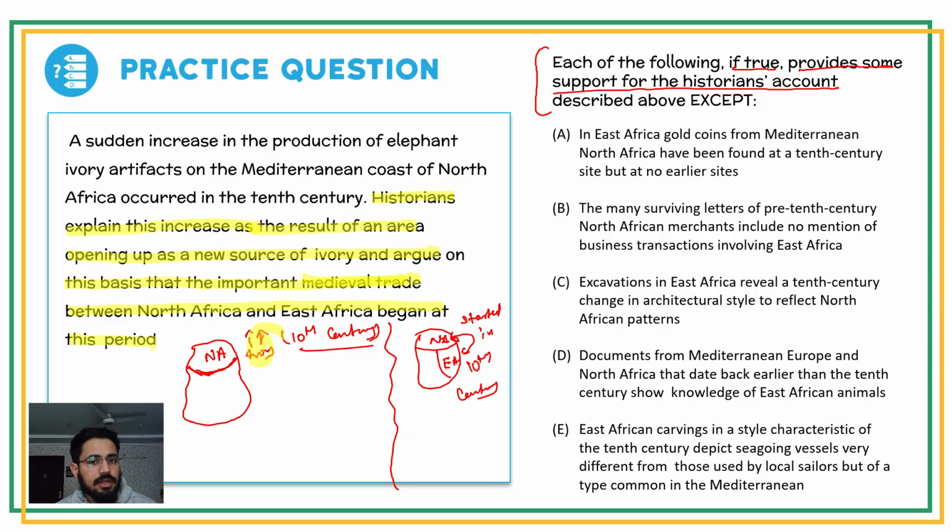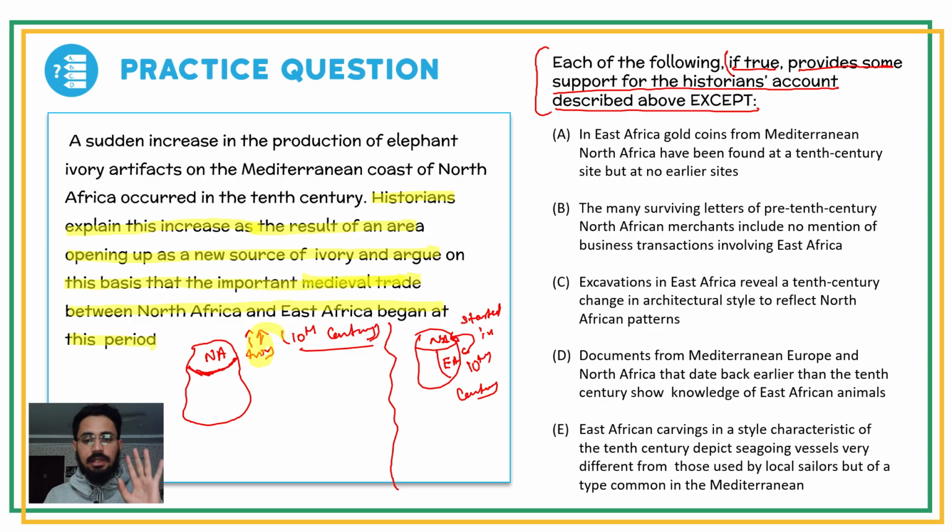What is the historian's account? The historian's account is that the important trade between North and East Africa happened around the 10th century, right? So you have to pick an option which does not support it. Again, it's a very tortuous way of putting it. If true, provides some support for the historian's account described above, except, right? So all options support the historian's account to some extent, except this one option that you need to look for, right?